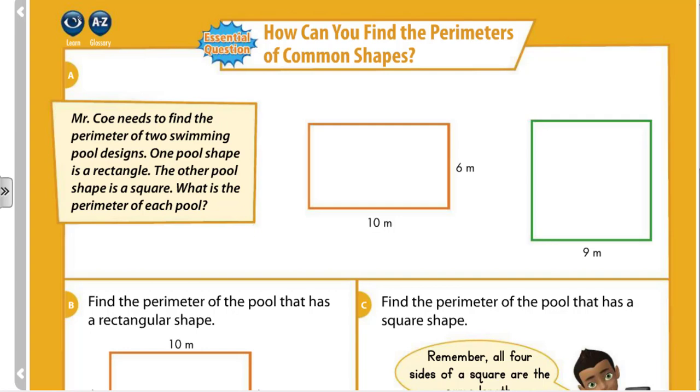Okay, Ziad, please read for us. This one full shape is a rectangle. What is the perimeter of each pool? Okay, I'm sorry, Ziad, but we didn't follow you, so please read again.